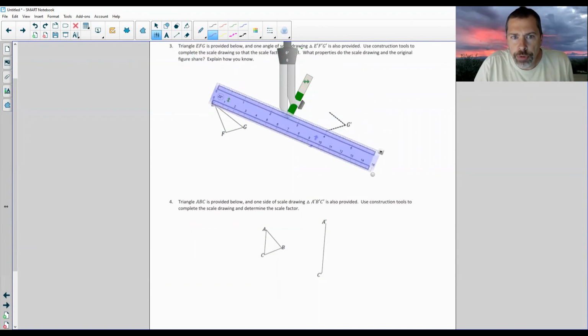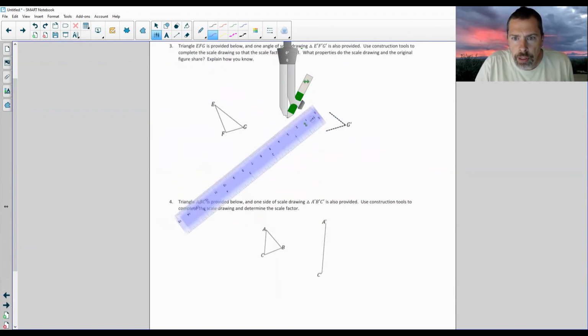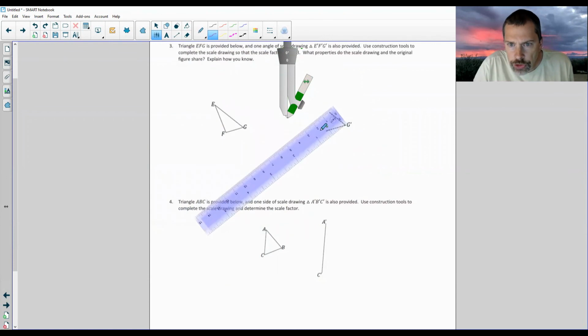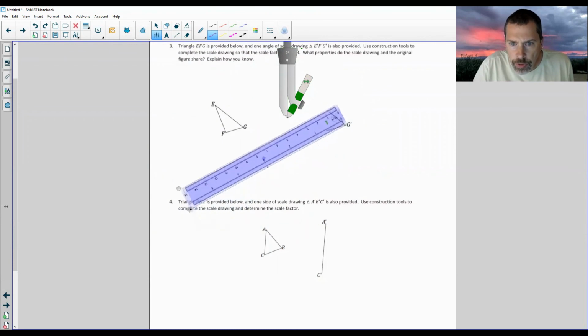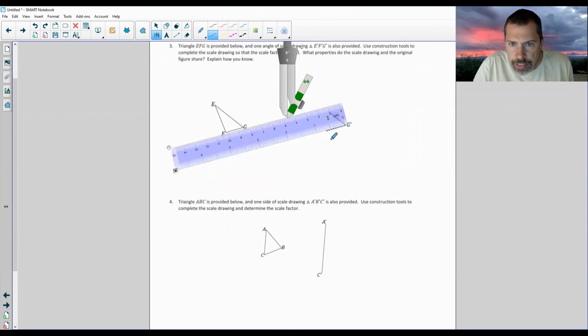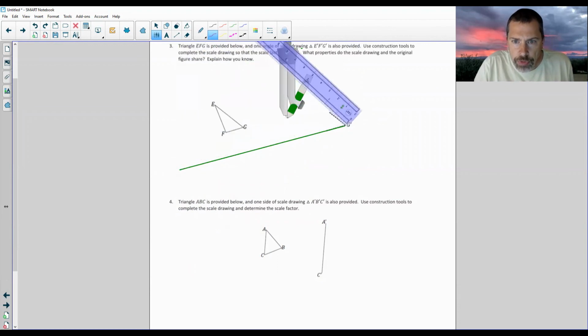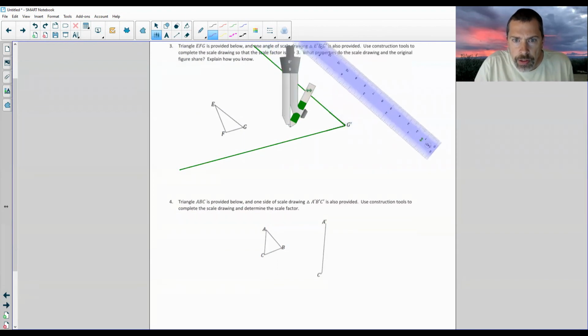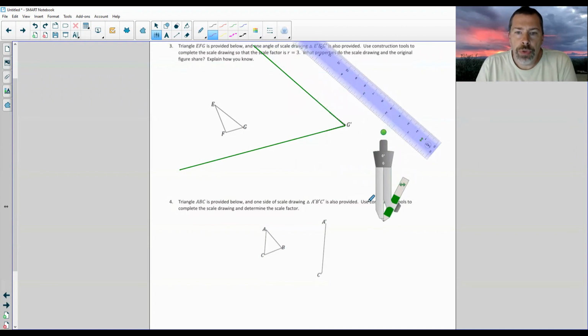So I'm going to put my ruler's 0 right on G, rotate it so I'm right on that dashed line, and extend it. Okay, I want to extend that. While I'm here, I might as well do the same over here and extend this side like so. Okay, so that's going to be our big triangle somewhere.